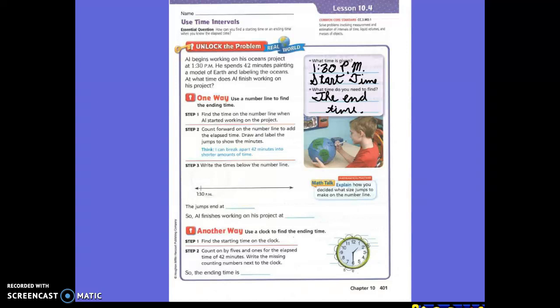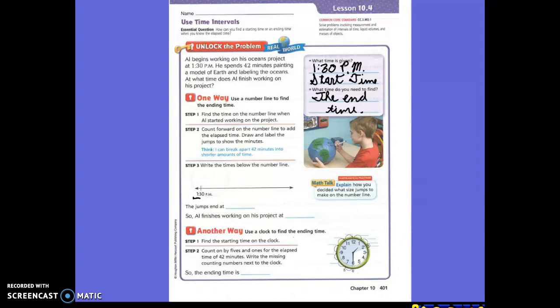Step one of doing a number line is to find the time on the number line when Al started working on the project. Now, we talked about this last week, boys and girls, how start time is at the beginning of the number line, right? Okay, so we already have that. They gave you 1:30 p.m., okay? So you already have the start time.